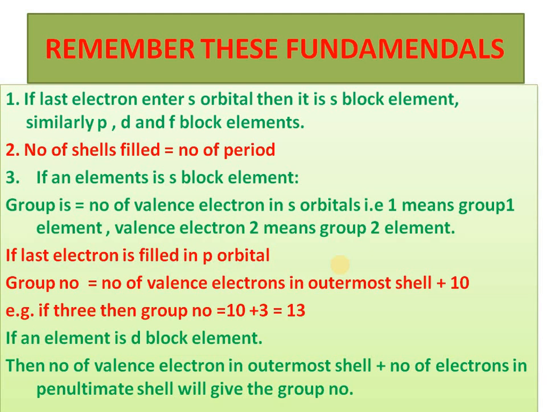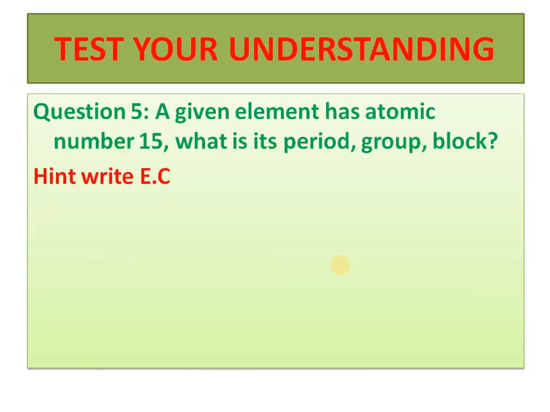If an element is a d block element, then the group number is the number of electrons in the outermost shell plus the number of electrons in the penultimate shell. Okay, fine. So let us do one more example and test your understanding. We have been given the atomic number 15. We have to find the period, group and block. So we have to write the electronic configuration. You can do it, and I will tell you the answer within a short while.